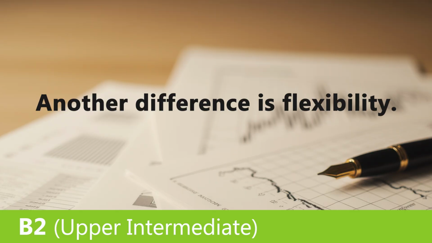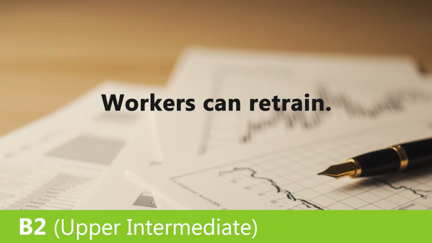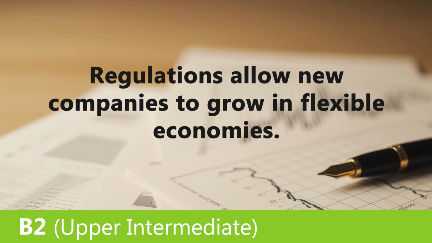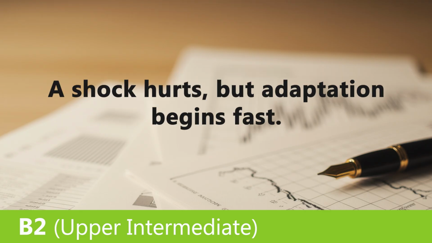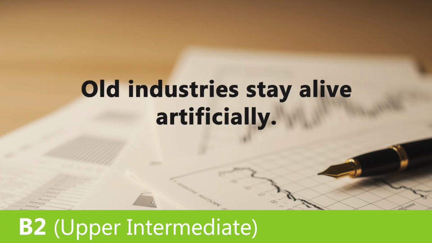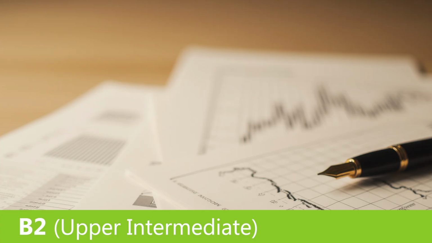Another difference is flexibility. Some economies can move resources quickly. Workers can retrain. Businesses can change industries. Regulations allow new companies to grow. In flexible economies, a shock hurts, but adaptation begins fast. In rigid economies, the system resists change. Old industries stay alive artificially. New industries struggle, and unemployment stays high.